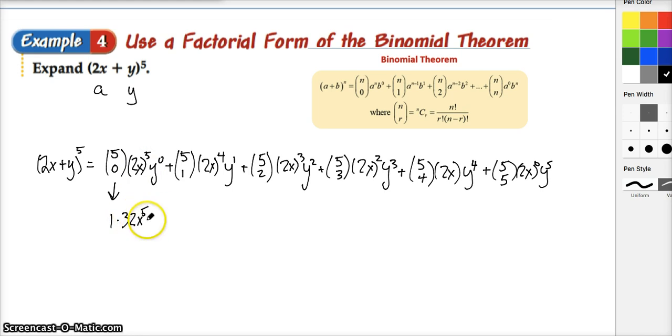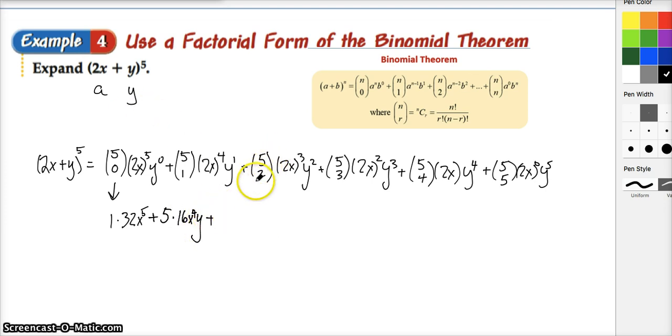You see what I'm saying? 32x to the 5th, y to the 0 is 1. So that's my first term, 32x to the 5th. I'm going to keep going down the list and calculating. So this is going to be 5 factorial over 1 factorial times 4 factorial, which is just going to leave us with 5 times 2x to the 4th power, which is going to be 16x to the 4th. And that's going to give me 1y plus, you see where this is going, right?